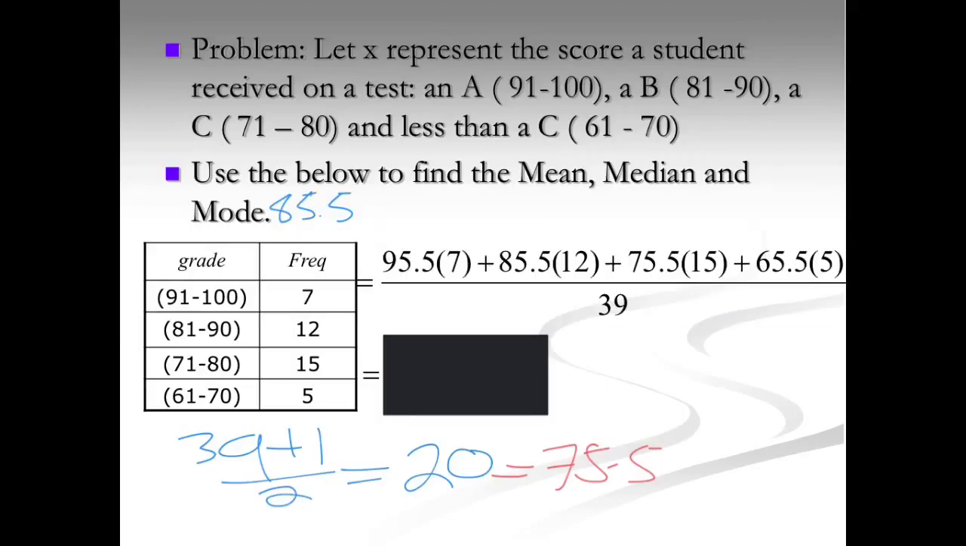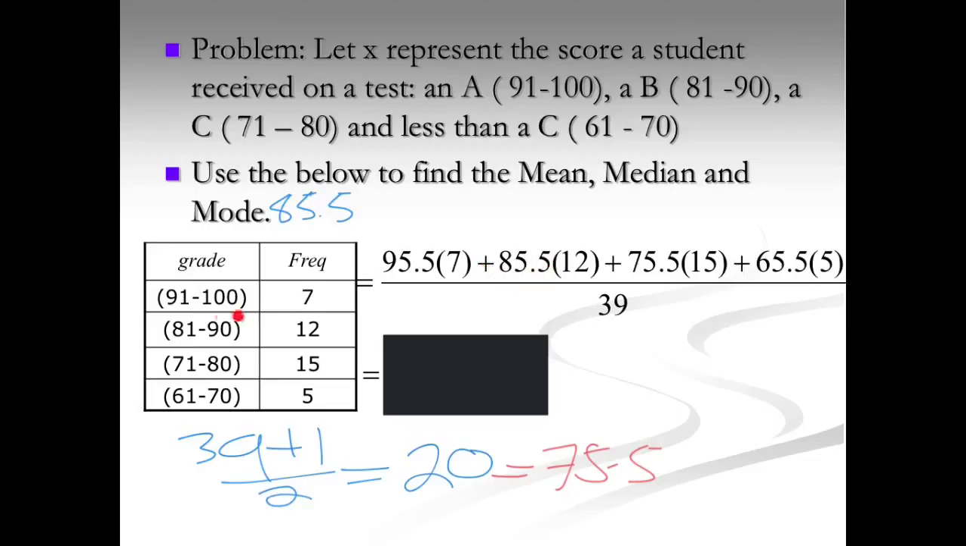95.5 times 7 plus 85.5 times 12 plus 75.5 times 15 plus 65.5 times 5. Again, looking at our formula, the first number represents the average of your range. So 95.5 is the average of 91 and 100.